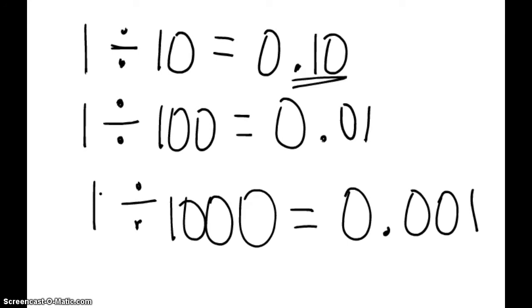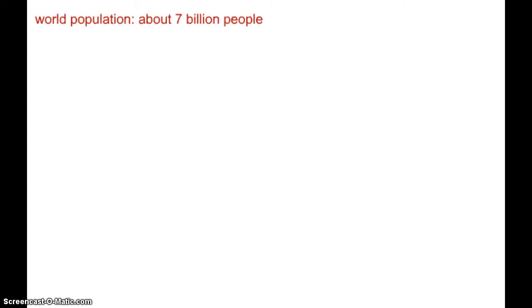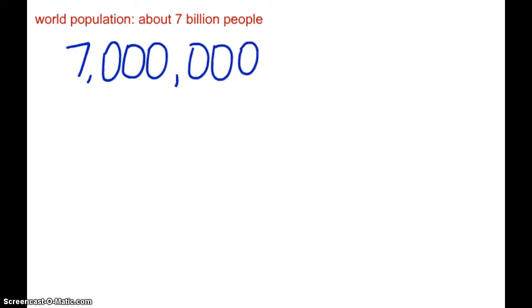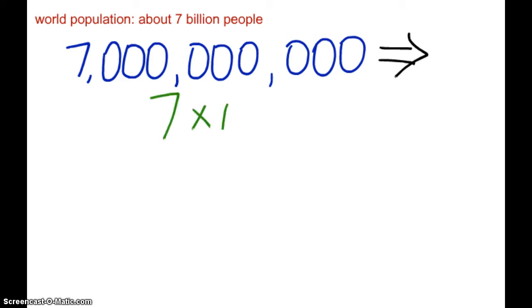So let's look at some real-world examples. The population of the world is approximately 7 billion people. If we were to write that out in standard form, we would write 7 with this many zeros. That's a lot of zeros. Using scientific notation, we can make it a little bit simpler. Instead of 7 with 9 zeros, we can write 7 times 10 to the 9th power.